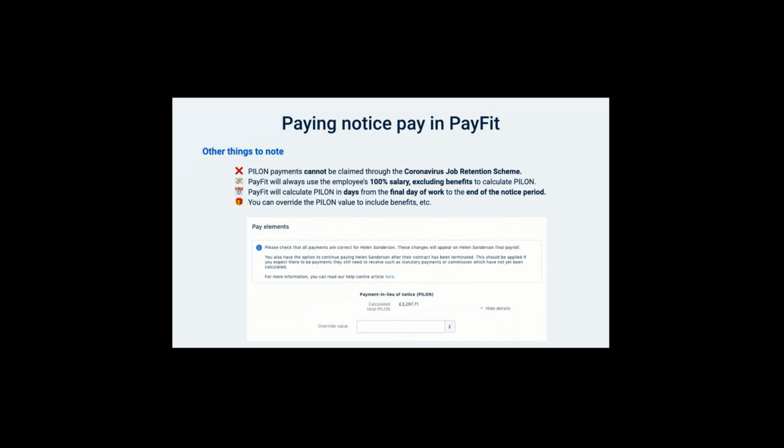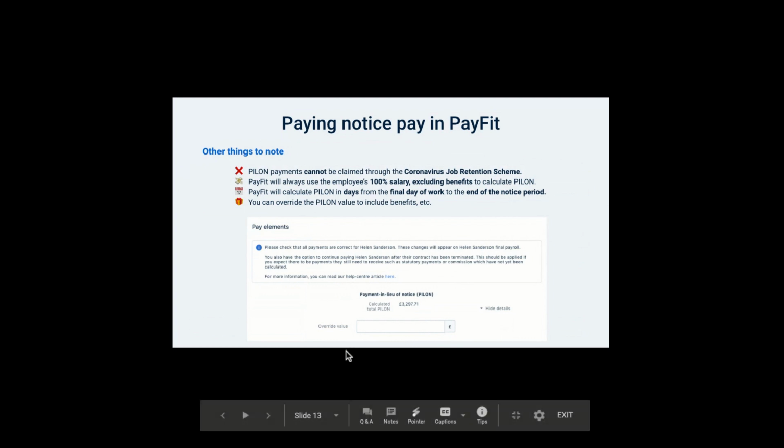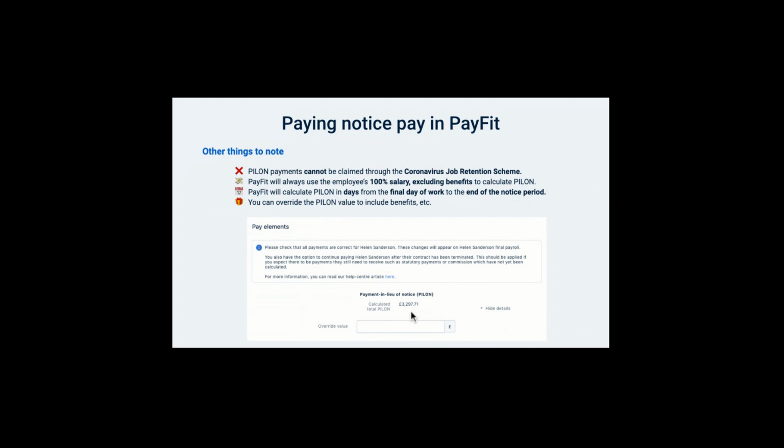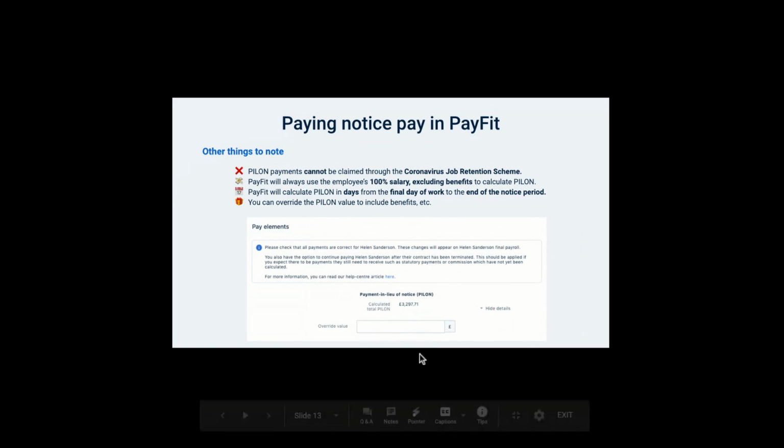As I've mentioned, the PayFit app will always use the employee's 100% of salary, excluding benefits, to calculate pay in lieu of notice. And the app will calculate pay in lieu of notice in days from the final day of work to the end of the notice period. If you do want to increase the employee's pay in lieu of notice or override the amount that is being calculated by the app, then you can do so by entering a figure in the override value box here.